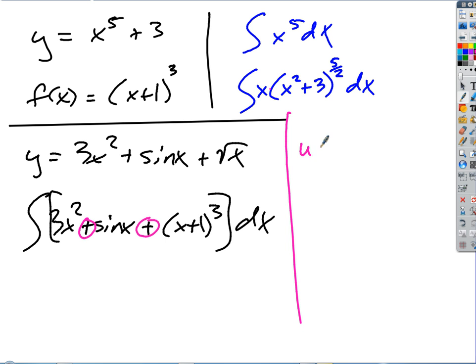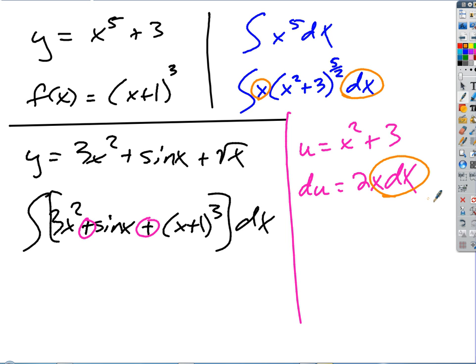We've got to say something like u equals x squared plus 3, so du becomes 2x, what am I forgetting? Oh, dx. There you go. And so it looks like we've got an x dx up here, and then we've got a u squared plus 3 to the 5 halves. So if I make my substitution, what do I end up with? What is that then in terms of u's?